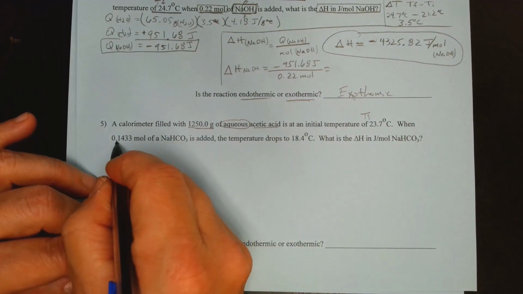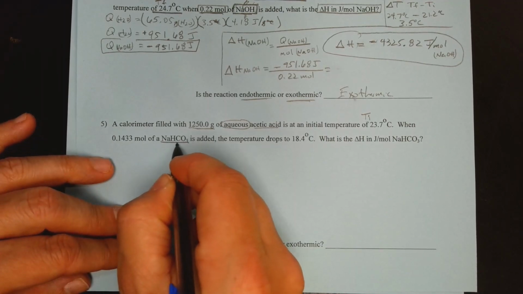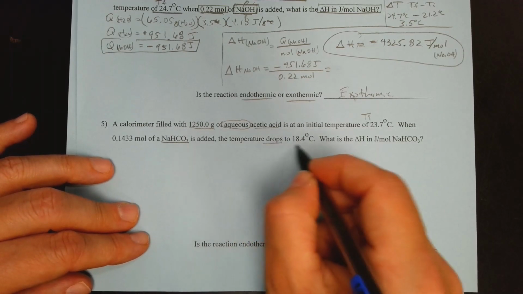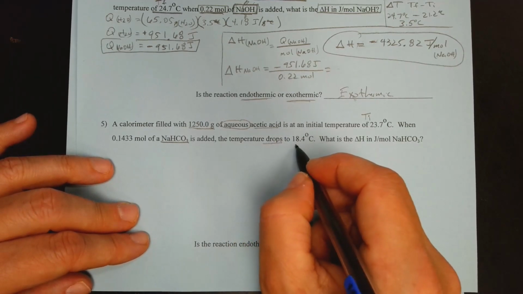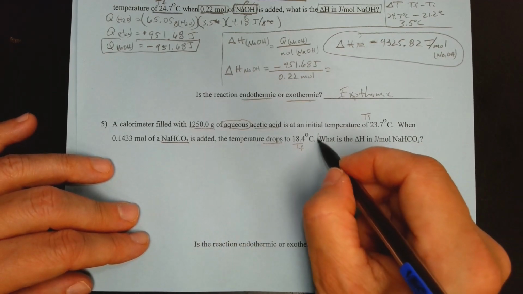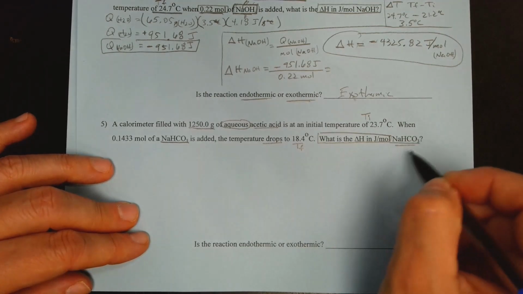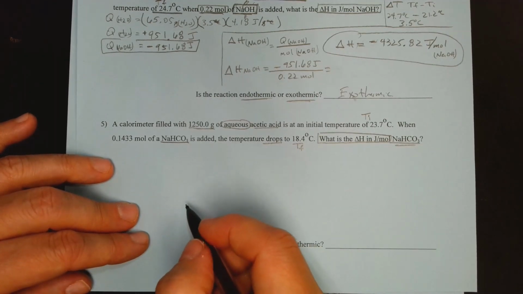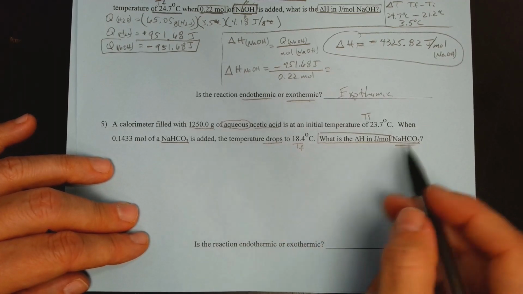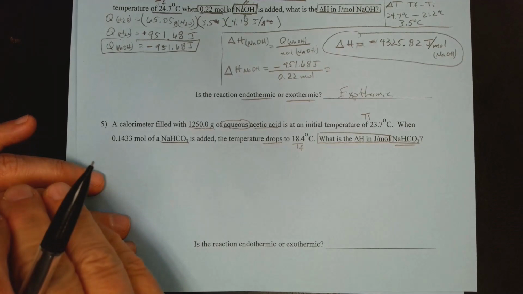When 0.1433 moles of NaHCO3 is added, the temperature drops to 18.4. So this is going to be my TF right there. And again, I want to know the delta H in joules per mole of the substance right here. I can't think of what that polyatomic is, we'll just call it NaHCO3.